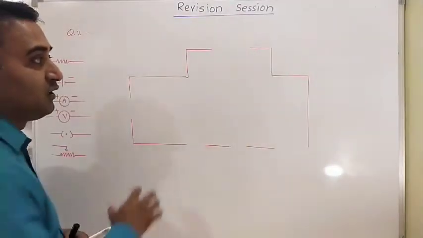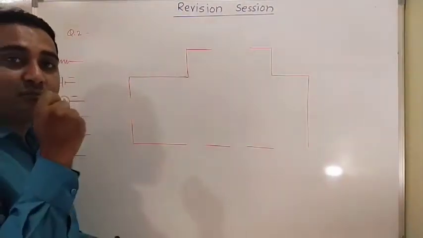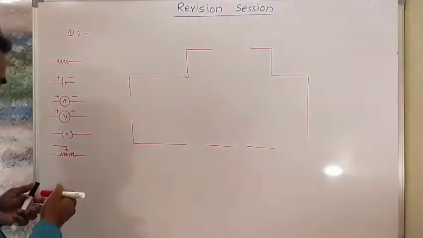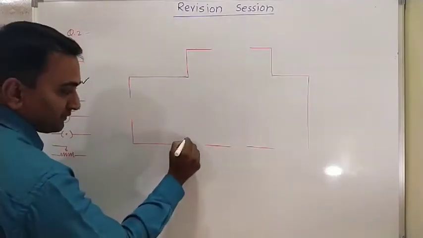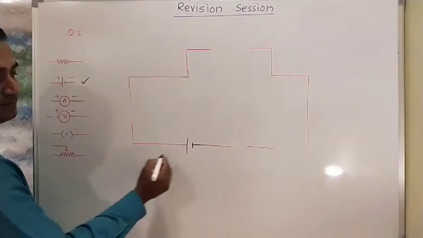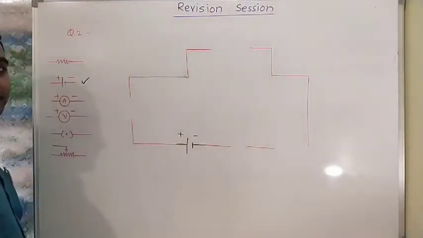What is the first one? When we are discussing this circuit, we want a battery to maintain the potential difference. Which one is the battery here? This one is the sign of a battery. So we are going to use it here. This is a battery. Clear? This is the positive end, this one is the negative end.